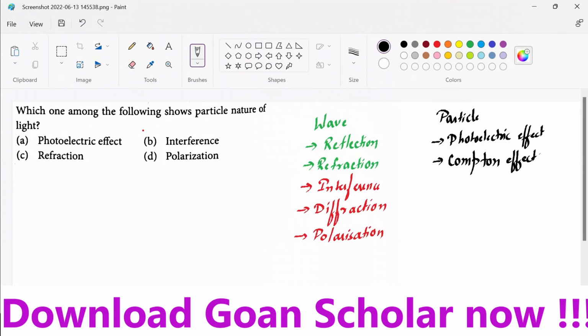Now in the Compton effect also, an X-ray is used. X-ray is a light wave, so that also shows a particle nature. Before 1900 we observed that light is a wave. Light is an electromagnetic wave. Now we know that it is both a wave as well as a particle. Clear? So particle nature is shown by these two experiments and wave nature is shown by this experiment.